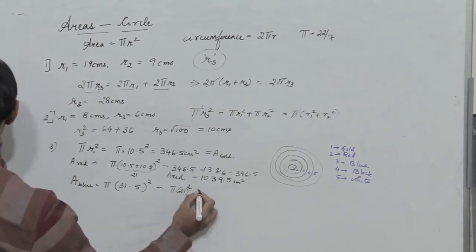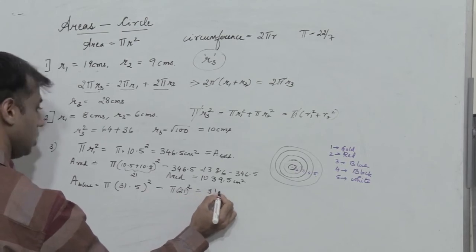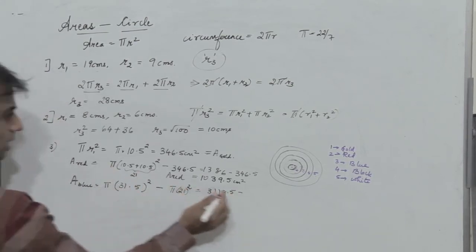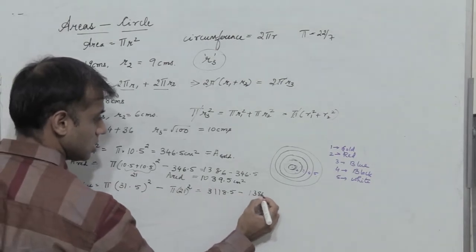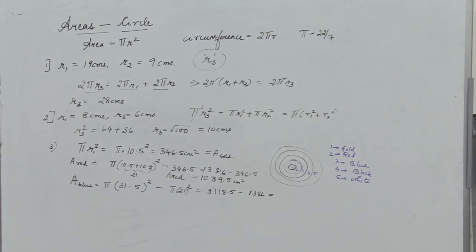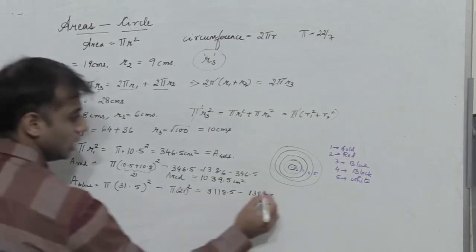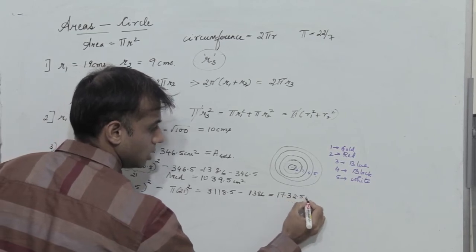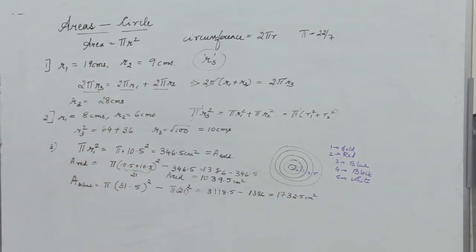So here we get 3118.5 minus this area, which is 1386. So finally we get the area as 1732.5 centimeter square. So again we need to find the area of the black region.